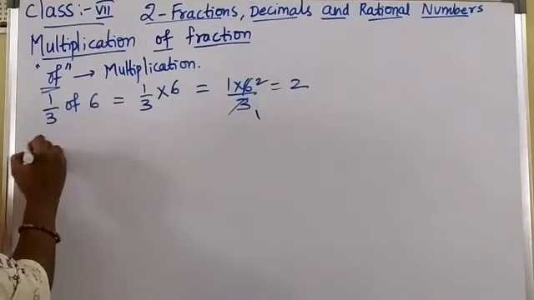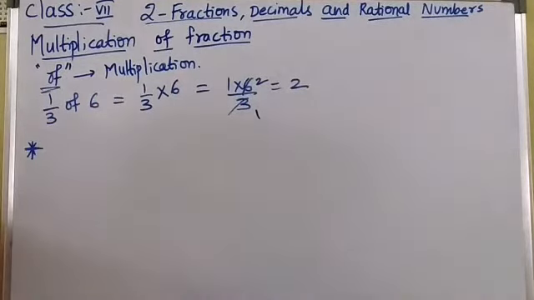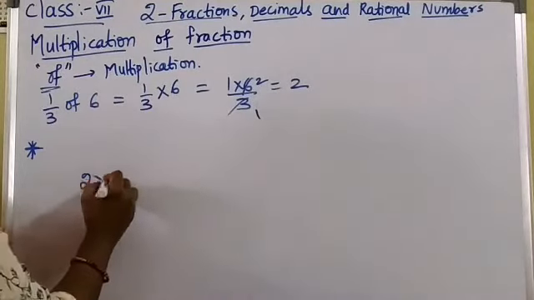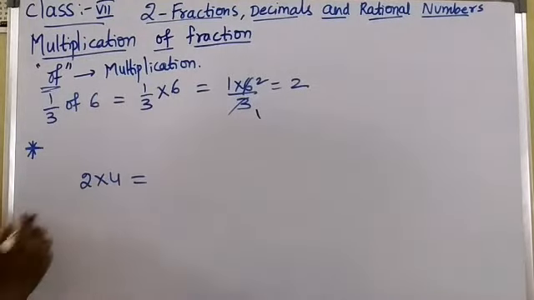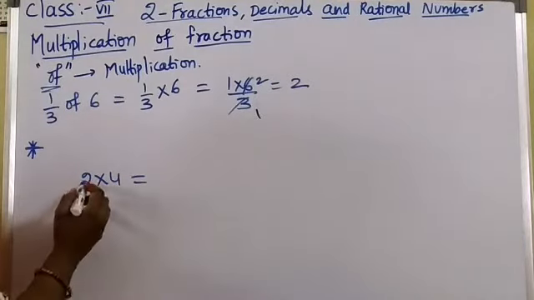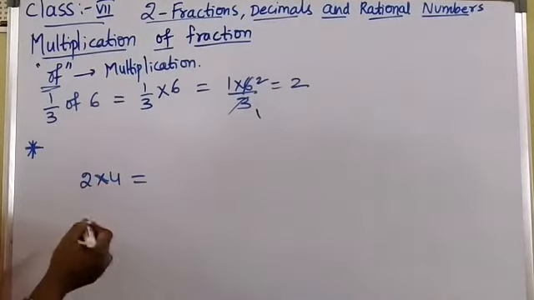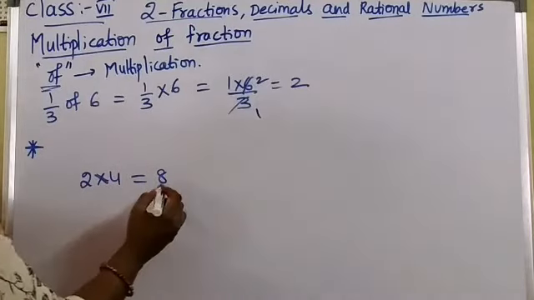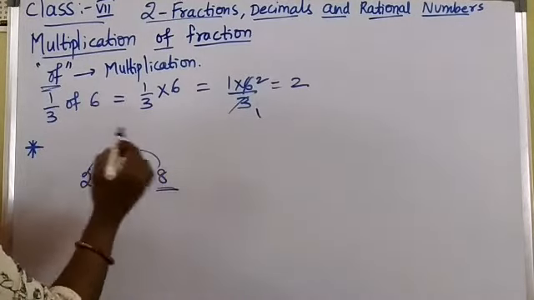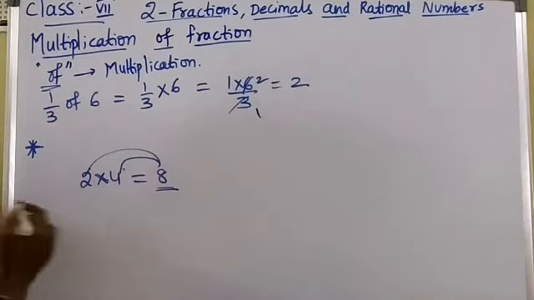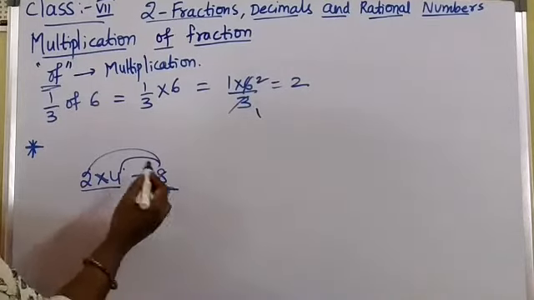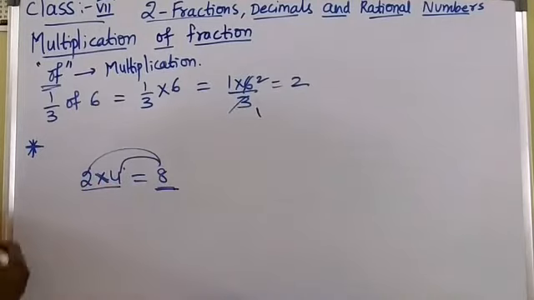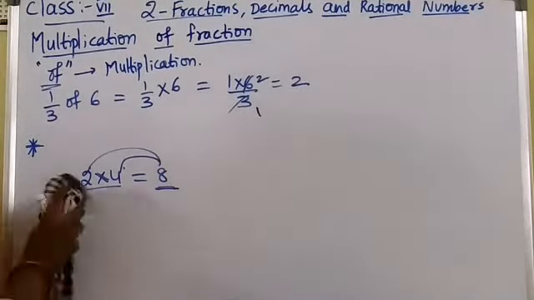And one more important point here. Suppose, for example, when you multiply 2 into 4, I am considering here whole numbers. 2 is a whole number and 4 is a whole number. What is the answer you will get? 8. Now, if I observe, 8 is greater than 2 and 8 is greater than 4, right? So the product you have obtained here will be greater than the two numbers. Now, we are going to observe in terms of proper and improper fractions.